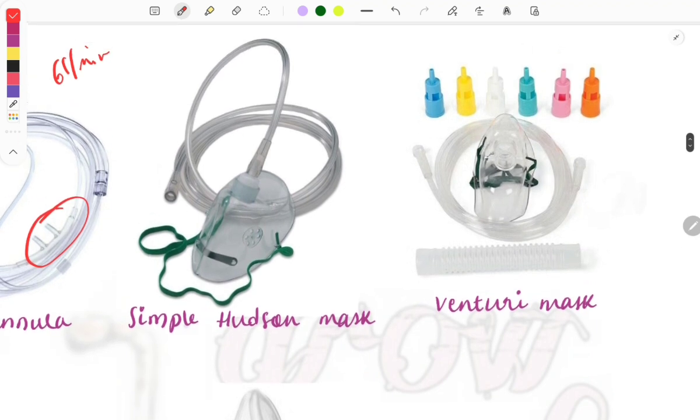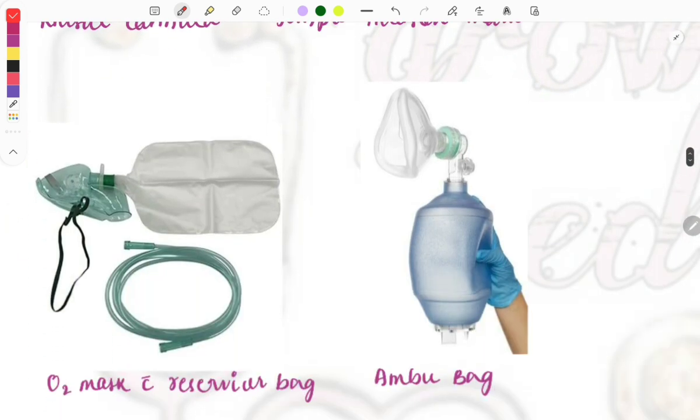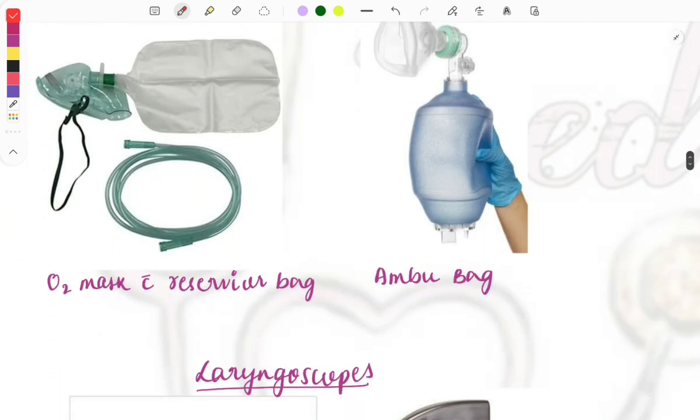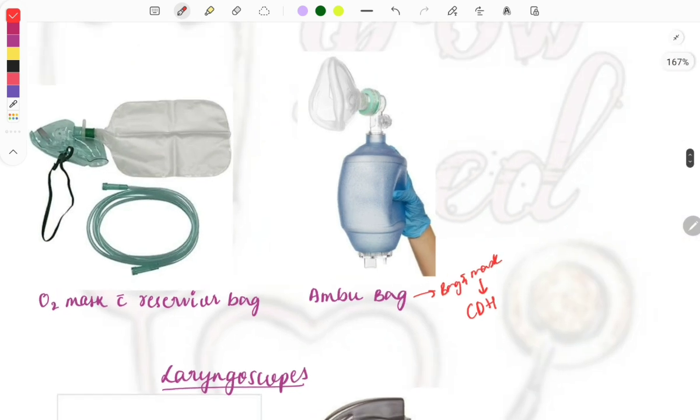Then this is the Venturi mask. Image based questions have been asked multiple times. This is a PYQ of the Venturi mask. Then this one is the O2 mask with the reservoir bag. Here you can see the reservoir bag, and this one is the Ambu bag. This is also called bag and mask ventilation. And one important question from this: it is contraindicated in case of congenital diaphragmatic hernia. Okay.